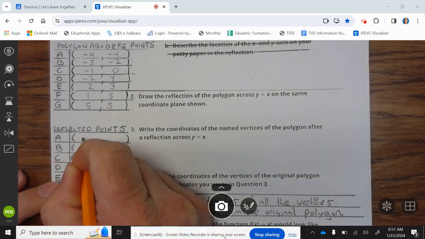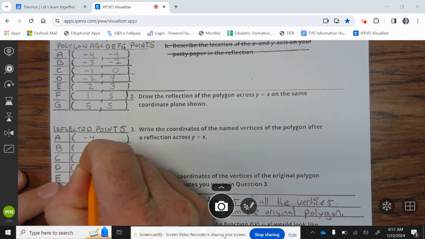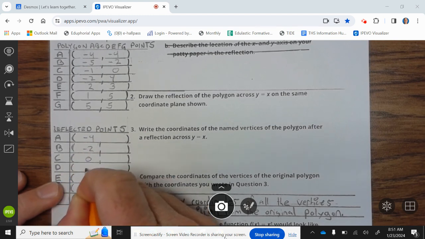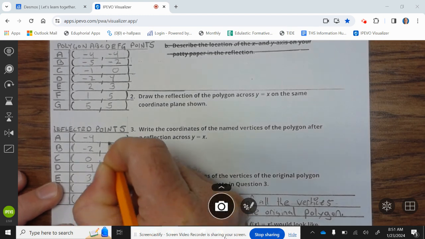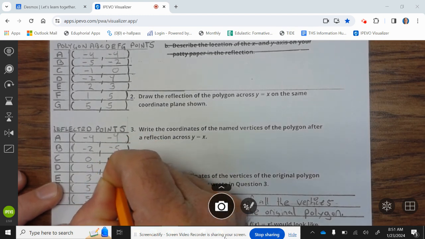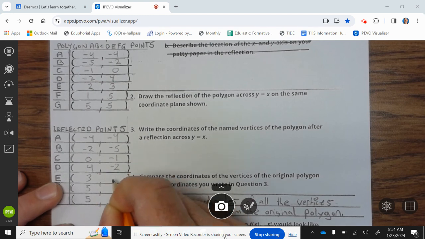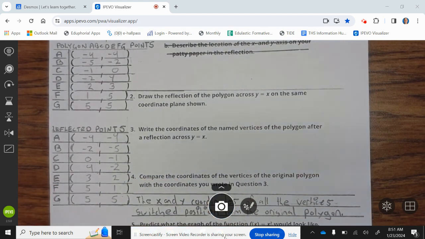So then this is -4, -2, 0, 4, 3, 5, 5. And this is -4, -5, -1, -2, 2, 1, 5. All right. So now we're going to go ahead and graph these points. So let's go ahead and do that now.